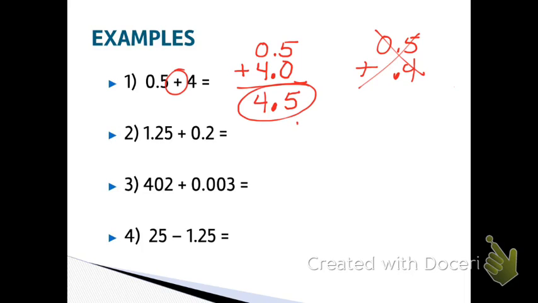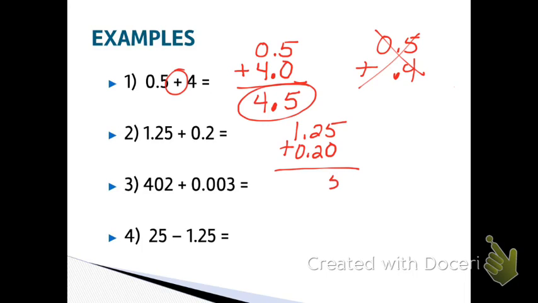So we have 1.25 plus 0.2. Line up the decimal. Okay, and then we got to make them the same length. So we're going to put our 0 there because they've got to be the same length so we can add them. And then we're going to add.